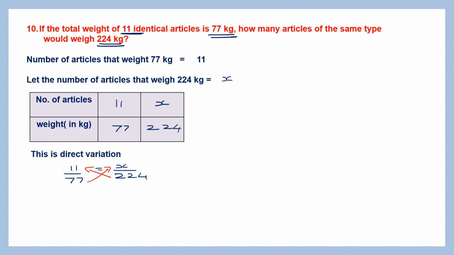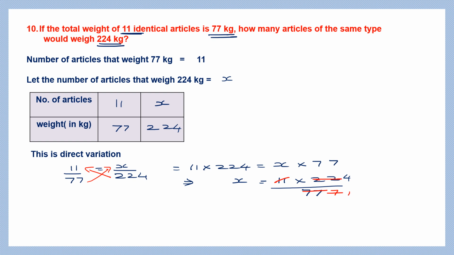So when we cross multiply, what do we get? We get 11 into 224 is equal to x into 77. So to find x, what do we write? We say x is equal to 11 into 224 divided by 77. Cancel 11 and 77. 11 sevens are 77. Now we can cancel 224 by 7. 7 threes are 21 and there is 1 left, 14. 7 twos. So that's 32. So x is equal to 32.